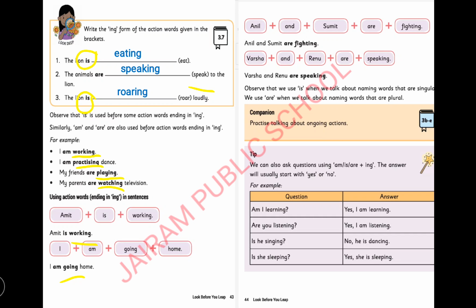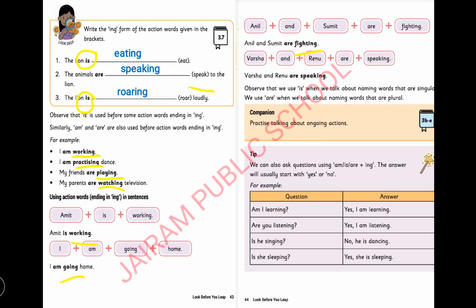Anil plus and plus Sumit plus are plus fighting. Anil and Sumit are fighting. Which is the action word here? Fighting is the action word. Very good. Varsha and Renu are speaking. Which is the action word? Speaking is the action word. Yes, children. Let us read the next sentence.